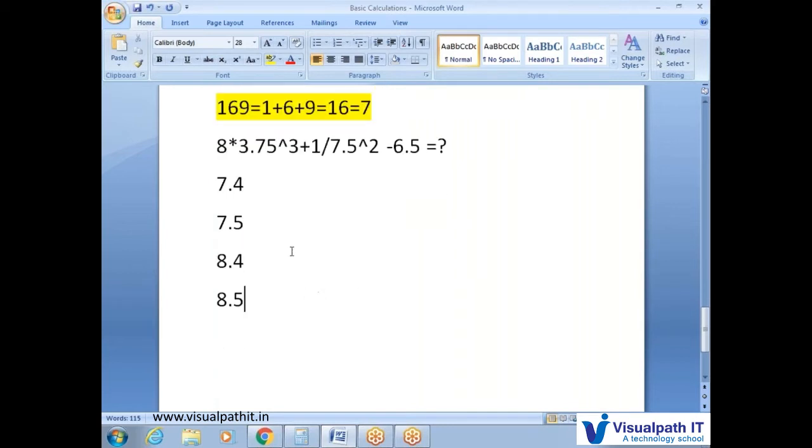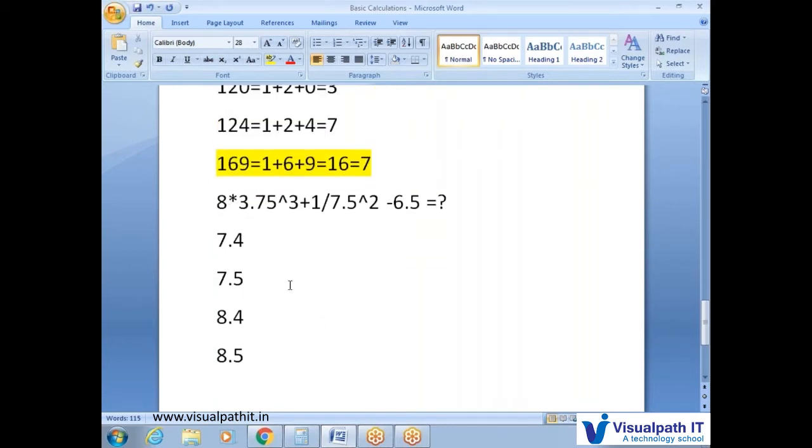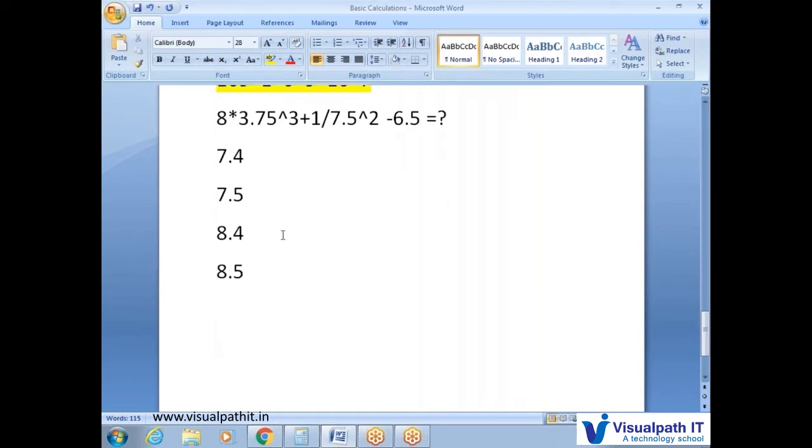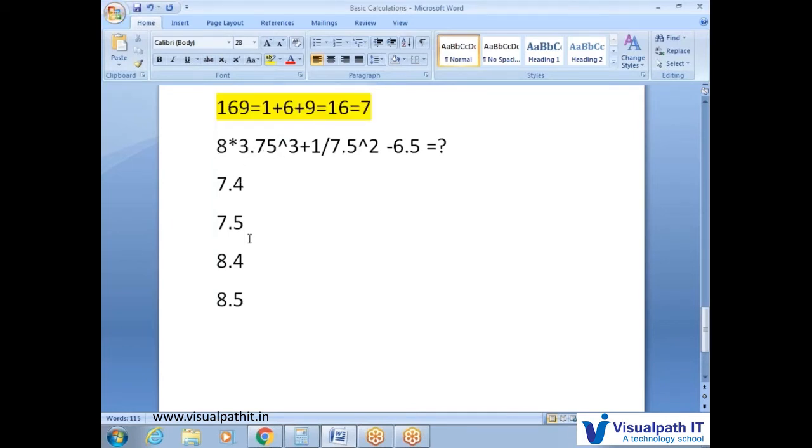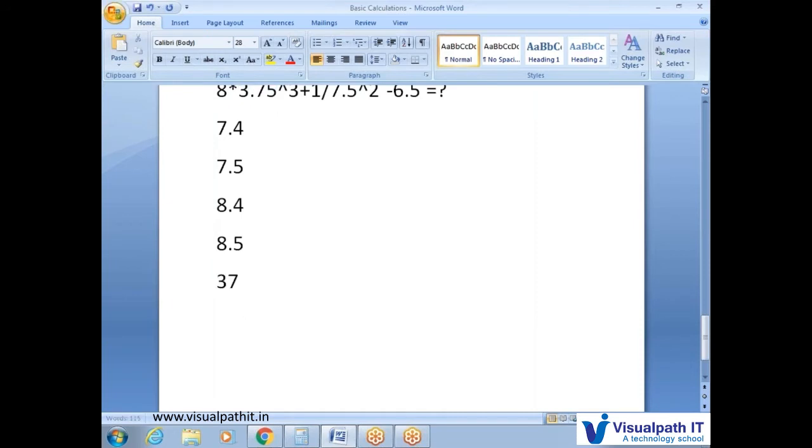So how to solve? First we'll simplify the question. LHS is equal to RHS. What is the question? 8 into 3.75 cube plus 1 divided by 7.5 square minus 6.5. So here is 3.75. So not using decimals. Okay, 375. So total how many digits? So using the digital root method, what is the purpose? So converting into a single digit first. Here also, how many digits? So a 3-digit number, 375.